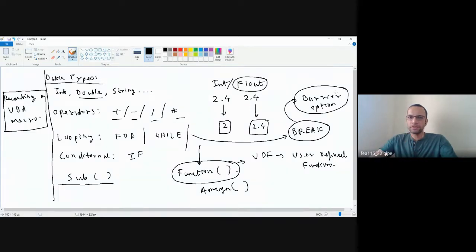Continue is something which you use in Python, yes. So basically, it allows you to step over something. Continue, I need to check if it's still in VBA. I haven't used continue for some time, but I can check and get back. But break is definitely there.